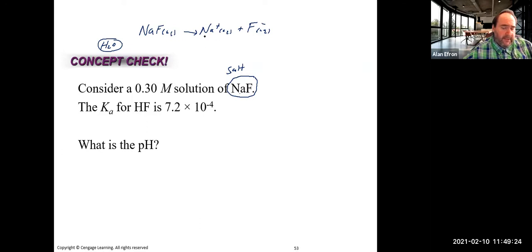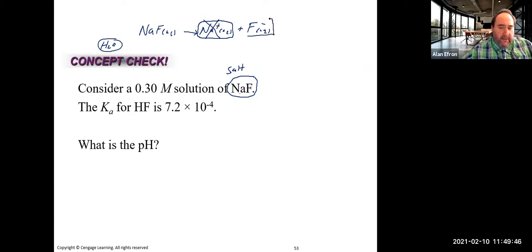So we approach it the same way. We see sodium, which is group 1, and sodium ion is a neutral ion because it probably came from something like sodium hydroxide, which is a strong base, which means this will be relatively weak and not go through hydrolysis. So we really don't have to worry about that.